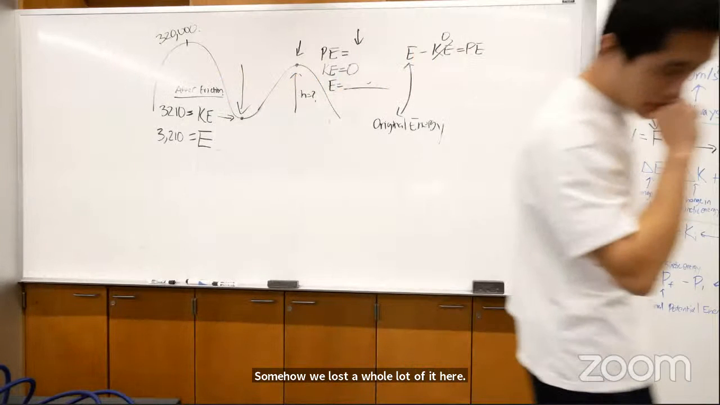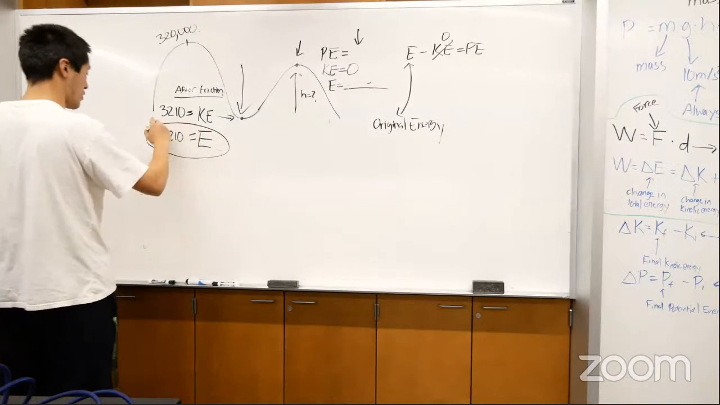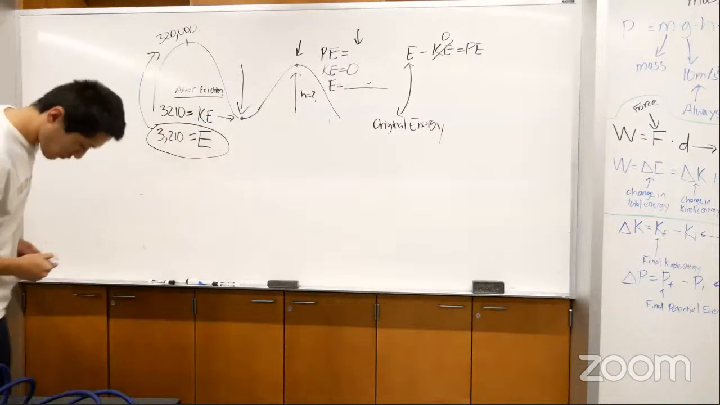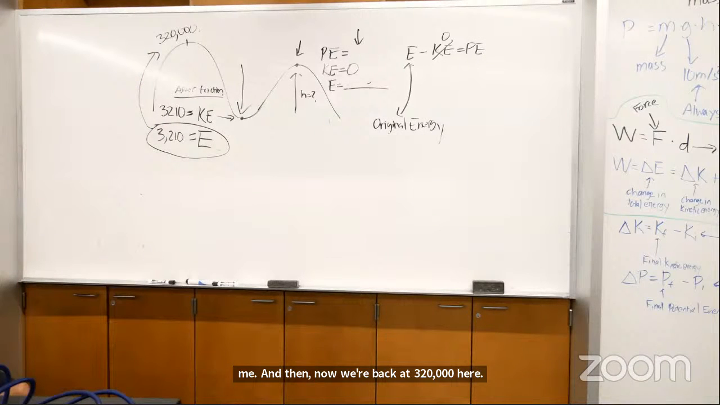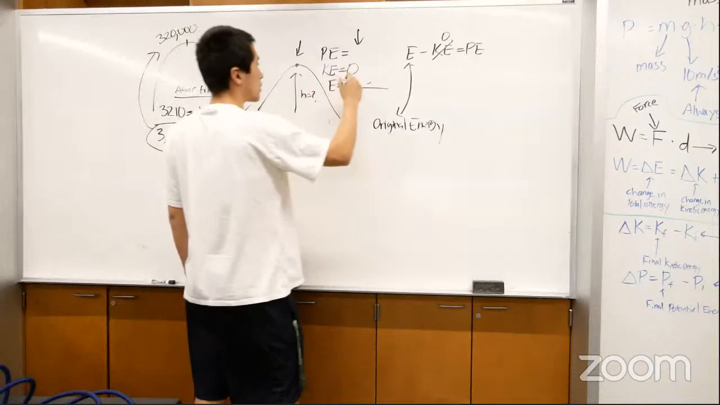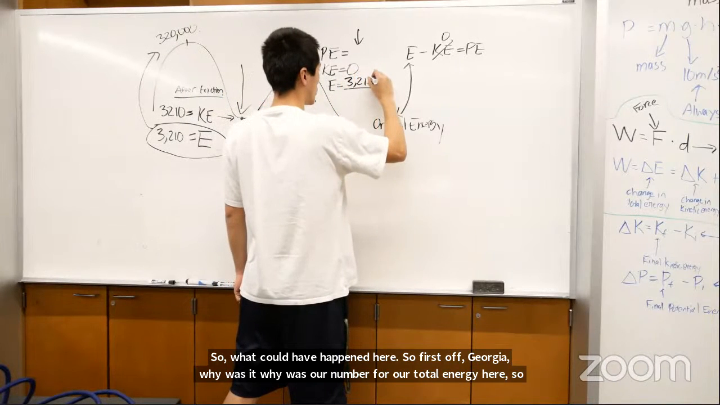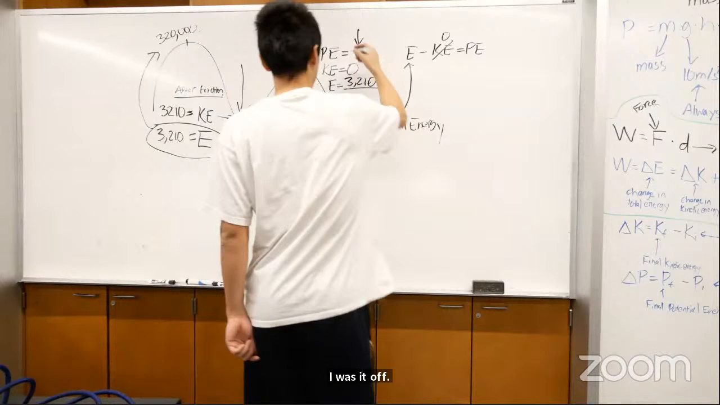So first off, Jojo, why was our number for our total energy here so much different than this one? Oh wait, wouldn't my potential energy just be... Oh wait, was it off? Finish your thought first. So it would be 3,000 and 2,000, right? Yep. 3,210. Yeah. So then our potential energy, as you were saying, will be 3,210.